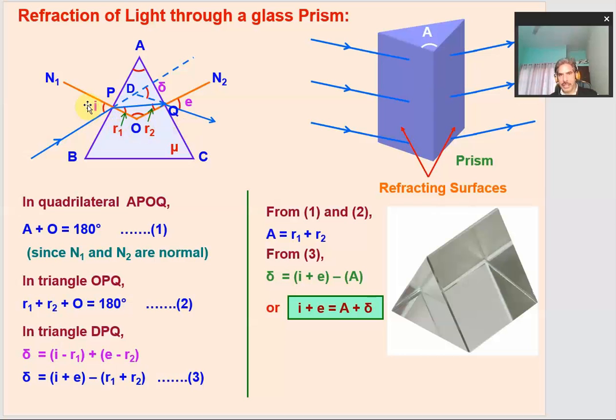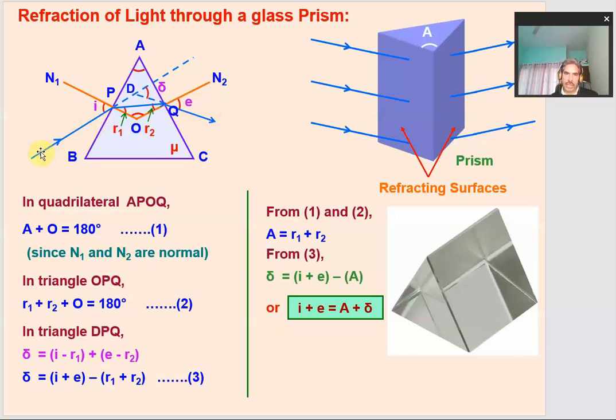Here it is nothing but the angle of incidence, I. This is the angle of refraction R1 at the first surface AB, and this will be the angle of incidence at the second surface, and this will be the angle of refraction at the second surface. It is called the angle of emergence because the light ray is now emerging into the same medium from which it was coming. So that's why it is represented by E, the angle of emergence.